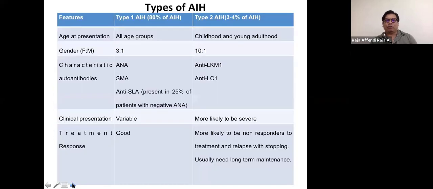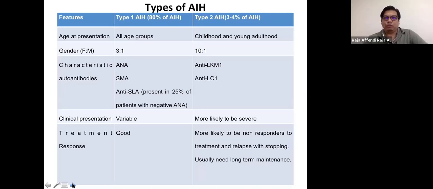If you look at the types of AIH, type 1 is mostly what we see in practice. It occurs in all age groups, as I said earlier, more in females, characterized by autoantibodies ANA, SMA, and 25% anti-SLA antibodies. It has variable presentations, either acute jaundice or abnormal liver biochemistry, and the response to treatment is really good.